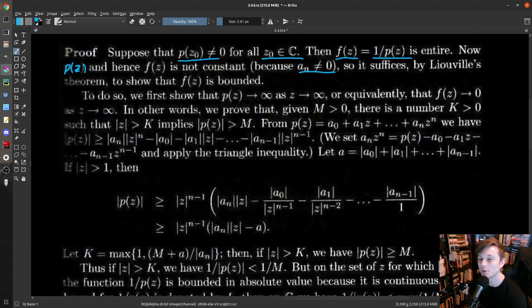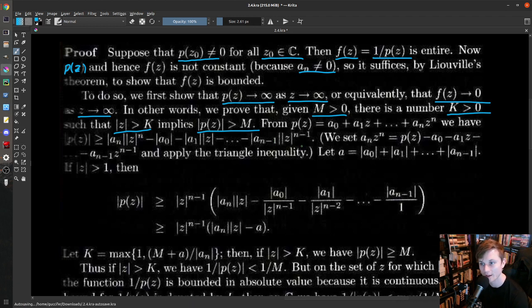Okay, the first thing we'll do is show that p of z goes to infinity as z does, or equivalently, since f is 1 over p, that f of z goes to 0 as z goes to infinity. All this really means is that given an m greater than 0, there has to be a number k greater than 0, such that for z greater than k in modulus, p of z in modulus is greater than m. That means we have to show that if you put in big enough inputs in modulus, then you get big outputs in modulus.